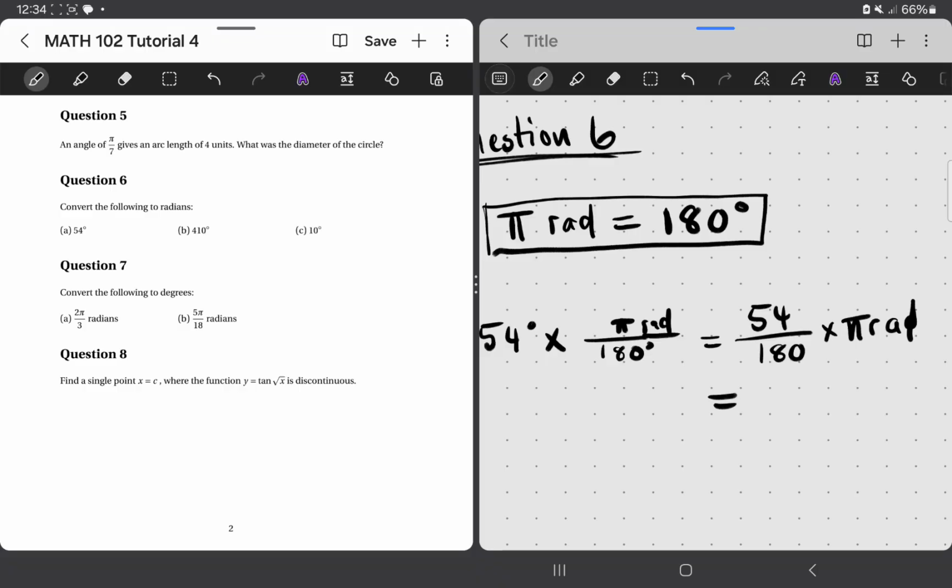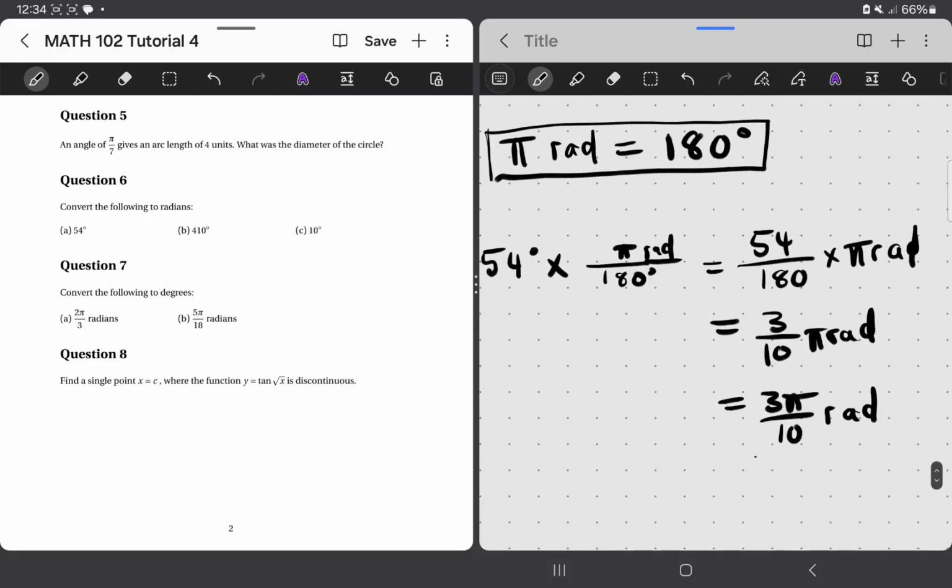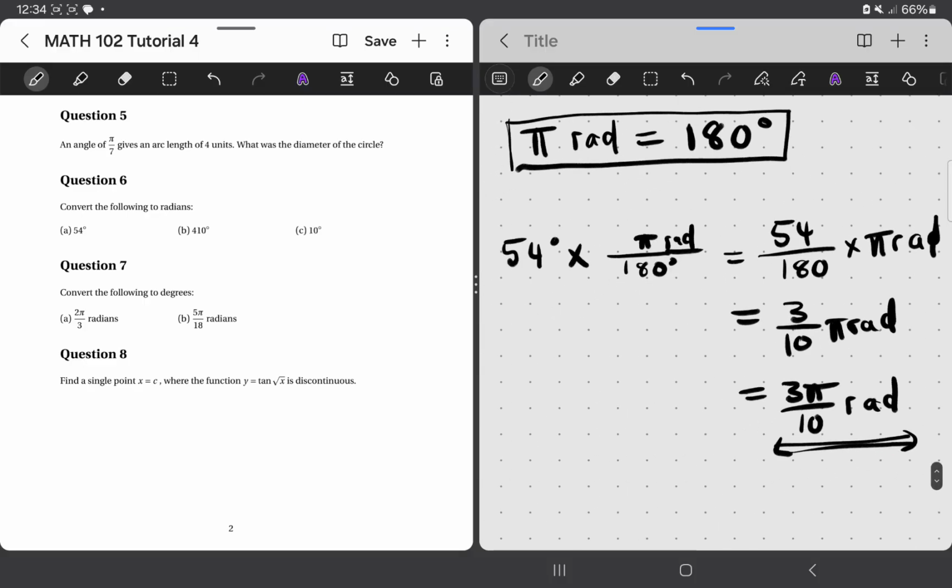And what are we going to get? We can say 54 divided by 180. We get 0.3, which will change to a fraction. You say second function, a b over c. We always want it as a fraction, okay? When we're taking to rad, we get it as 3 over 10 pi rad, which will just make it as 3 pi over 10 rad. This is going to be your final solution for here.